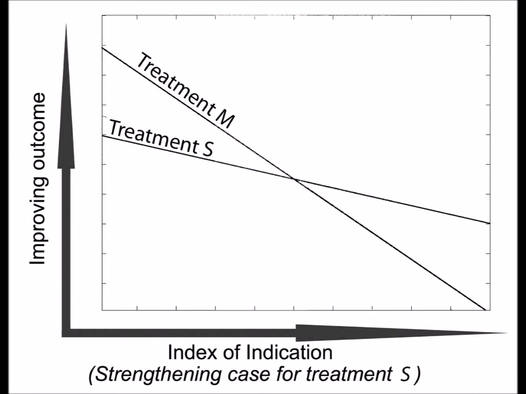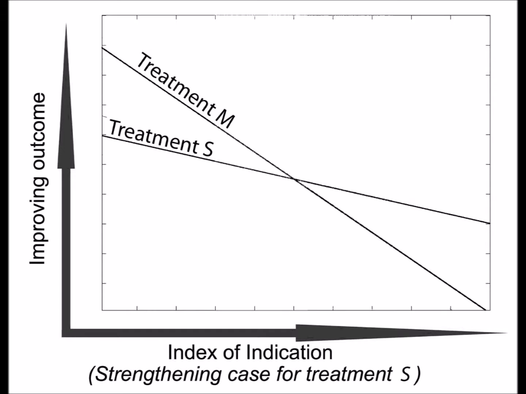This shows hypothetical functions linking indication to outcome for two alternative treatments of the same condition. Treatment S could be surgical and treatment M medical. If carotid endarterectomy were under study, for example, the index of indication could be the percentage stenosis and outcome could be the stroke rate. So here on the x-axis is improving outcome, which may be fewer strokes, less disability or a longer life.